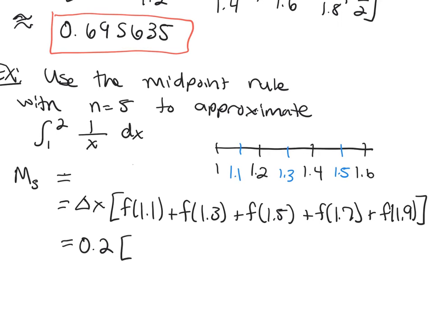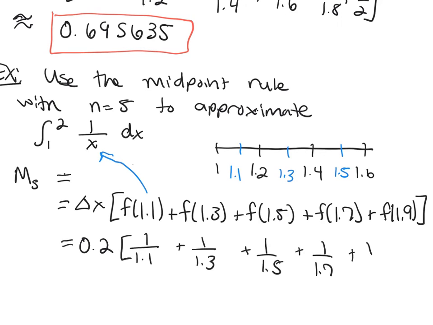And then you're just going to plug each one of these numbers into the function 1 over x. Okay? So 1 over 1.1 plus 1 over 1.3. And then use a trusty calculator to approximate this decimal. So I'll tell you, 0.691908.